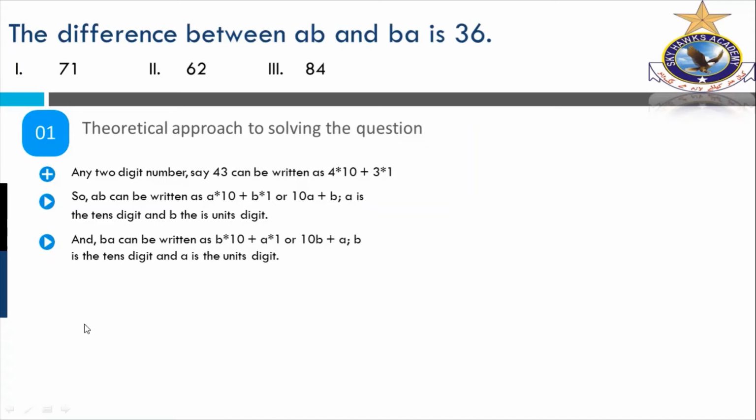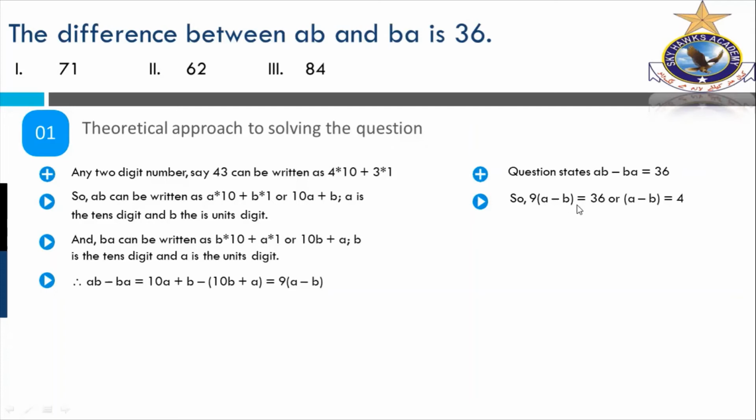Now let's see. The most important thing, the key to the solution, is that the difference between AB and BA is 36. Now if we utilize this, AB minus BA, we are actually subtracting these two numbers: 10A plus B minus 10B minus A. So we'll get 9 over here, because we get 9A plus 9B, so 9 can be taken as a common factor. So 9 and A minus B will come over here. The question states that AB minus BA is 36, and we have 9 times A minus B. Now let's see. So 9 times A minus B is equal to 36.